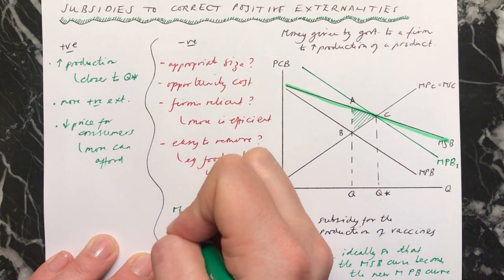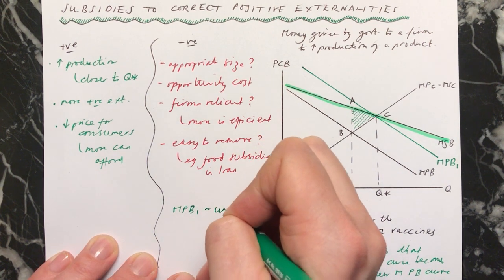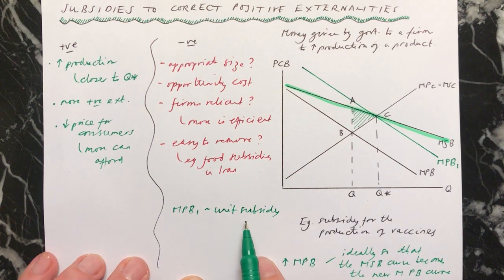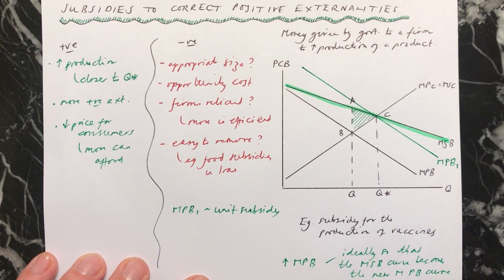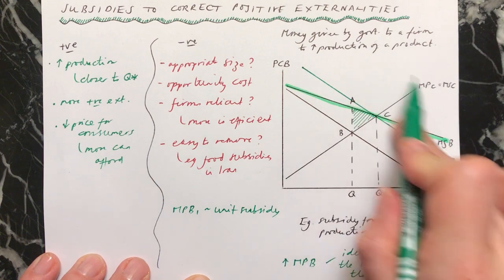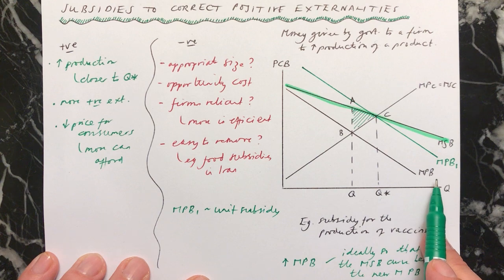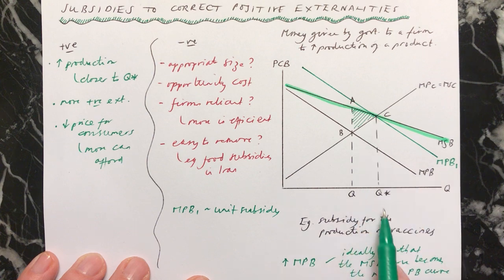And I'll just write here, MPB1, this is a unit subsidy. It's exactly the same amount of subsidy placed on every unit, as opposed to a pivot, which would be an ad valorem subsidy. But this is just to show that if you want to discuss the diagram in a more technical way, you can talk about the marginal private benefit increasing so that your new free market level of output is actually exactly the same as the socially optimum level of output.